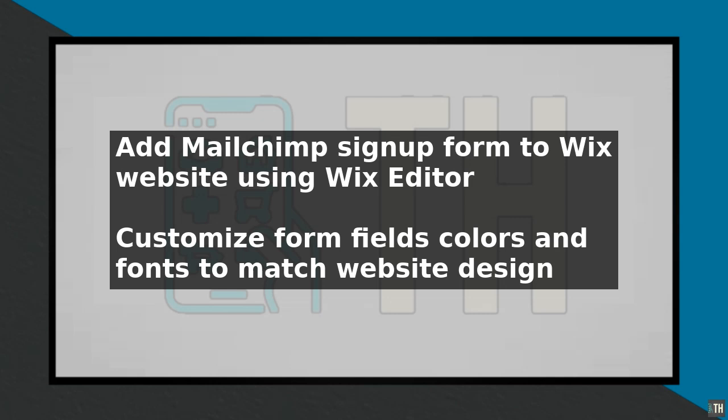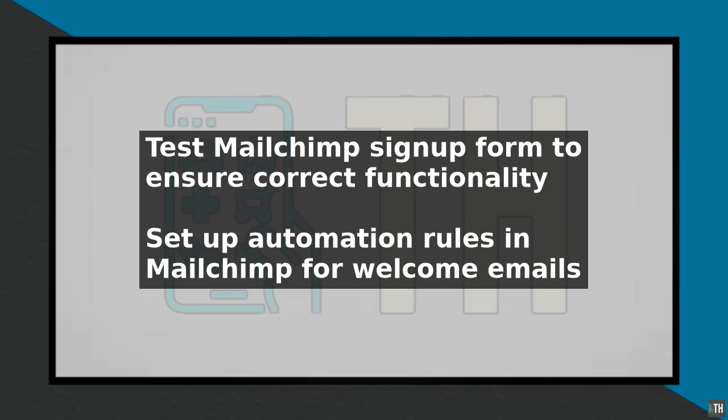Once you have added the sign-up form to your website, you can test it to make sure it is working correctly. Fill out the form and submit it to ensure that the information is being sent to your Mailchimp list. You can also set up automation rules in Mailchimp to send welcome emails or other automated emails to your subscribers.